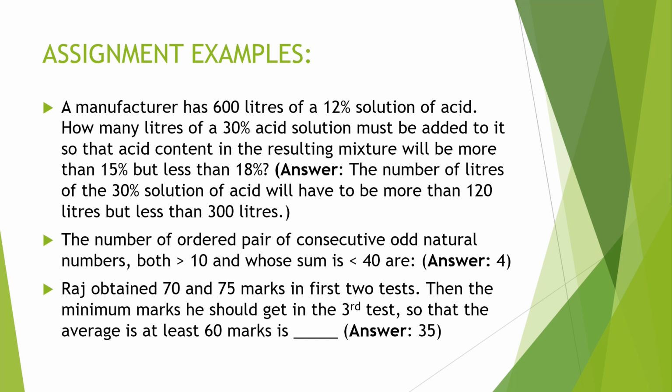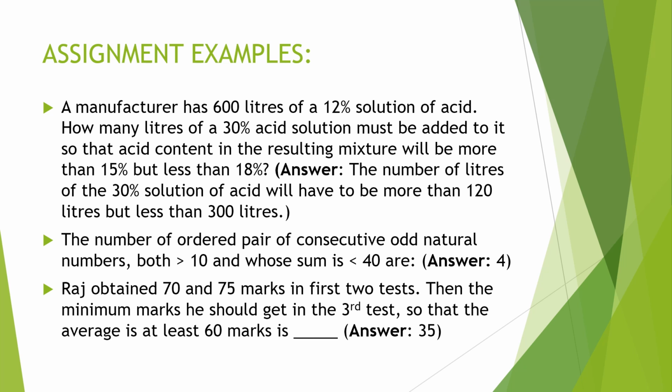Now some assignment examples. Solve them so that you get practice. A manufacturer has 600 liters of a 12% solution of acid. How many liters of a 30% acid solution must be added to it so that the acid content in the resulting mixture will be more than 15% but less than 18%? We have done a similar example. The answer in this case is the number of liters of the 30% solution will have to be more than 120 liters but less than 300 liters.